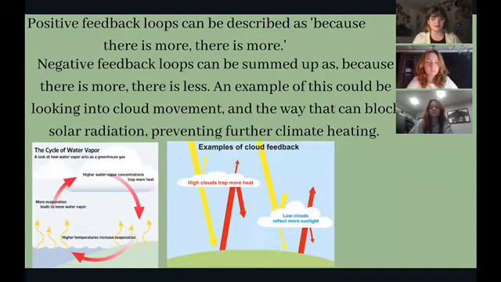It's a never-ending cycle. But the negative feedback loops can be summed up as: because there is more, there is less. So this is kind of lessening the problem. An example of this could be cloud movement and thickness. The height and the thickness of clouds can prevent solar radiation, which can also prevent further climate heating. So that's an example of what a negative feedback loop could be.